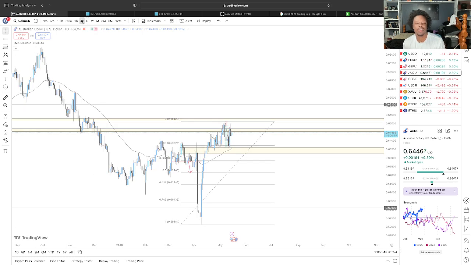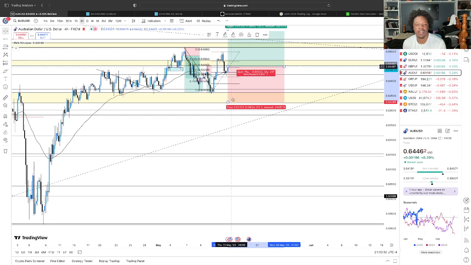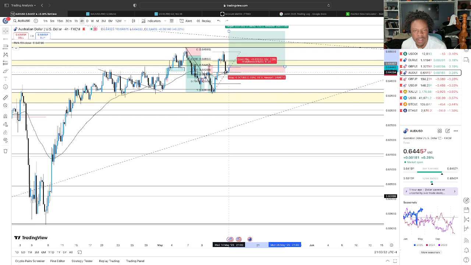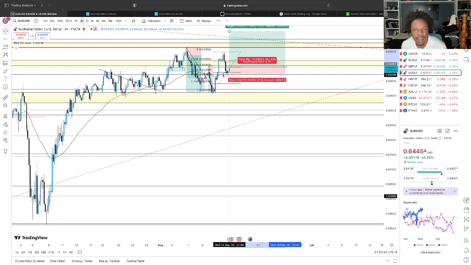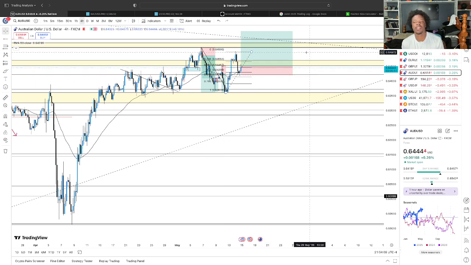And if we were to go into the 4-hour time frame, price action here has created a higher low, a lower high, lower low, higher high, and a higher low, and now looks to continue to go bullish.